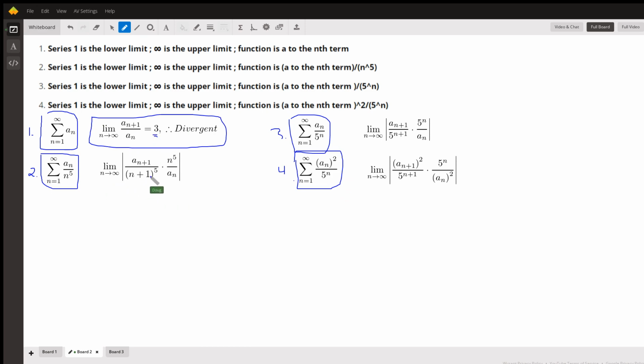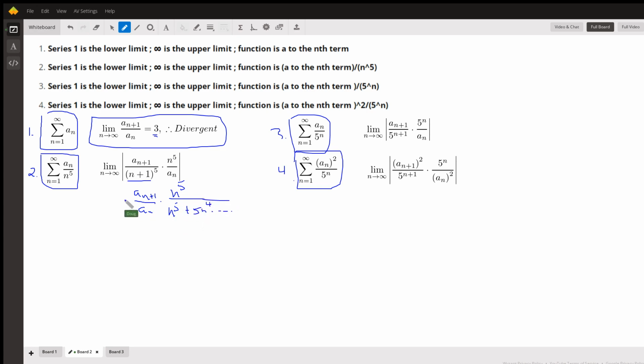Now, here's the ratio test setup for problem number 2. What is that actual limit? Well, if I rewrite this, I'm going to drop the absolute value symbols. a sub n plus 1 over a sub n times n to the 5th over, now if you picture expanding this, you're going to get n to the 5th plus 5n to the 4th and so on.